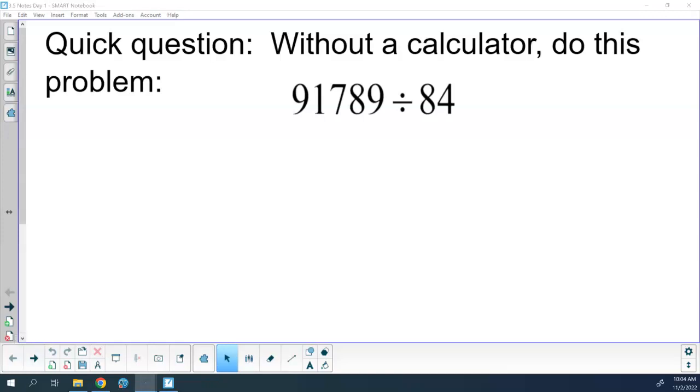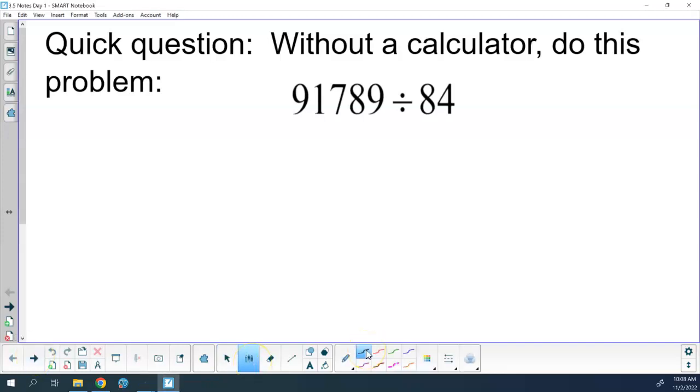All right. No calculator. No phones. No nothing. I want you to divide 91,789 by 84. Okay? That's fine. Today's not April 1st. We're going old school. Long division. I don't even remember how to do it. Go for it.